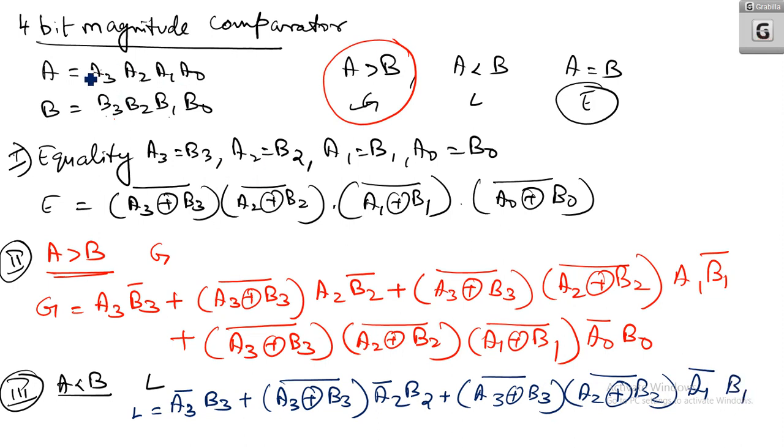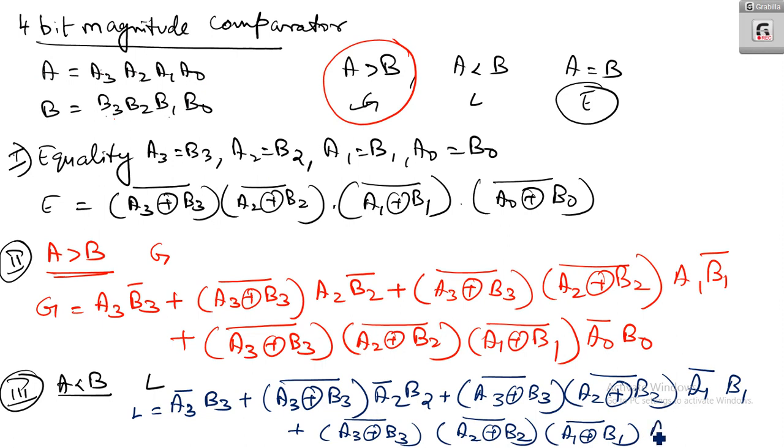Now coming to the last case, if A3 is equal to B3, A2 is equal to B2, A1 is equal to B1, obviously A0 should be equal to 0 and B0 should be equal to 1. Then only you will get A is less than B. So you can have A3 XNOR B3, then A2 XNOR B2, then A1 XNOR B1. Then for less than, what is the condition? A0 should be equal to 0 and B0 should be equal to 1. So you will get A0 bar B0.